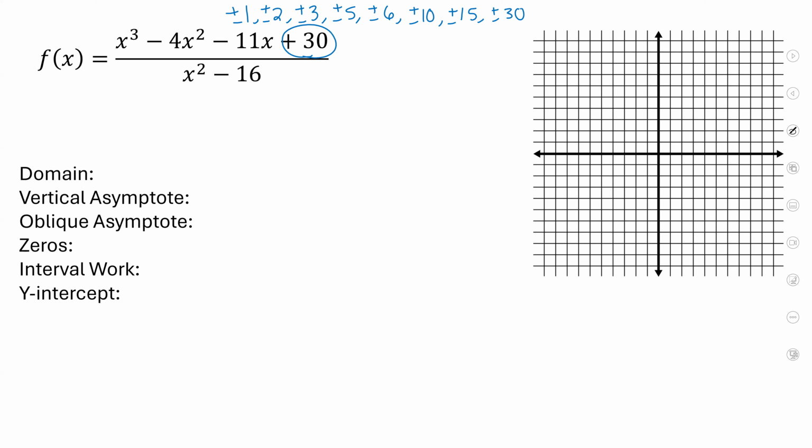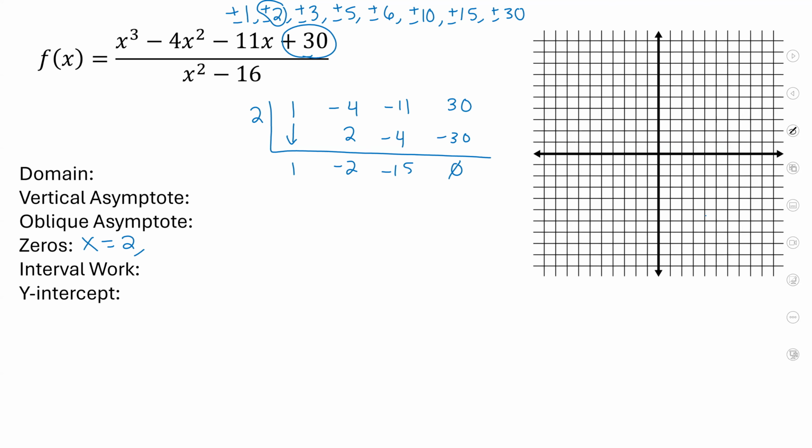So I'm going to give you a hint. I already tested some of these. I already know that 2 is one of them. So try to find the other ones. I'm telling you that 2 is one of the zeros. How many should there be total? 3, because it's a third degree polynomial.